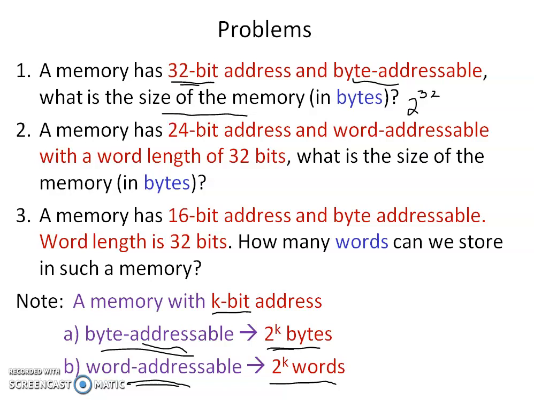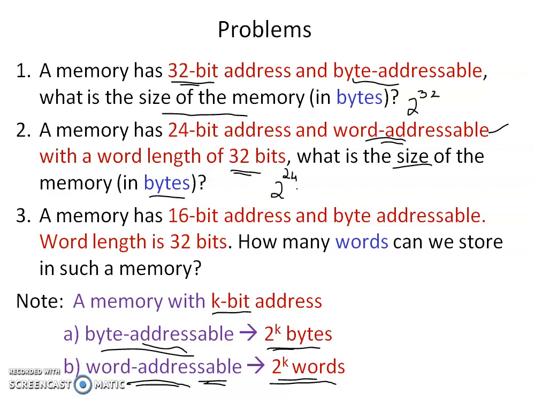Second, a memory has a 24-bit address and is word addressable with a word length of 32 bits. So the word length is also given, and it is word addressable. What is the size of the memory in bytes? You need to calculate the size of the memory in bytes. For a 24-bit address word addressable memory, you will have 2 raised to k words, which means 2 raised to 24 words, provided each word has a length of 32 bits, which means 4 bytes.